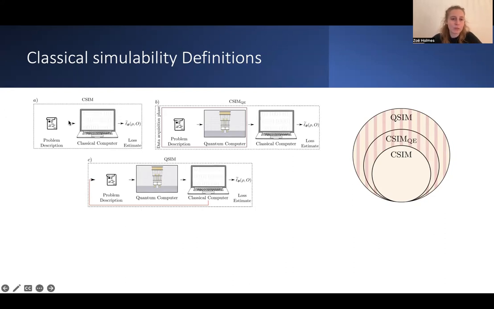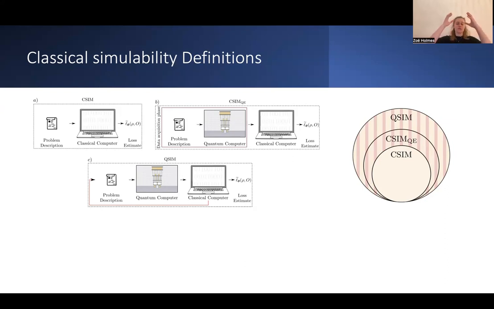So classical simulability: we're just going to say a problem is classically simulable if it can be simulated on a classical computer in polynomial time. And then we're going to introduce this category called CSIM-QE, classical simulation quantum enhanced. This is a simulation on a classical computer, but that classical computer can use data from a quantum computer, only in an initial data acquisition phase. So it can't be used adaptively, it's non-adaptive.